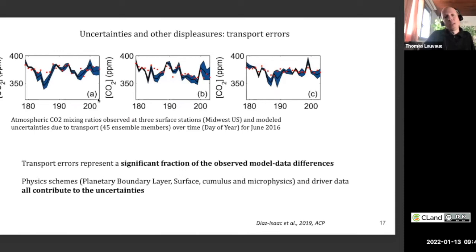This is about 20 to 30 days, about a month. It's the month of June 2016. You see that most of the time, you don't need to adjust your fluxes. Your transport errors alone can explain the disagreement between the model and the observations. So they can be quite significant.